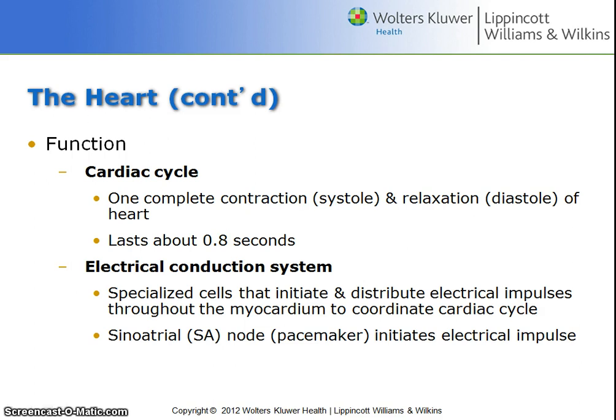Alright, so the cardiac cycle is one complete contraction, the systole, and relaxing, the diastole, of the heart. It lasts about 0.8 seconds. The electrical conduction system of the heart is made up of specialized cells that initiate and distribute electrical impulses. This is the sinoatrial, or the SA node, also commonly called the pacemaker. This is what initiates the electrical impulse.